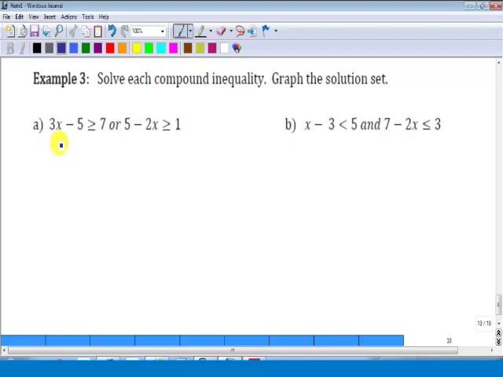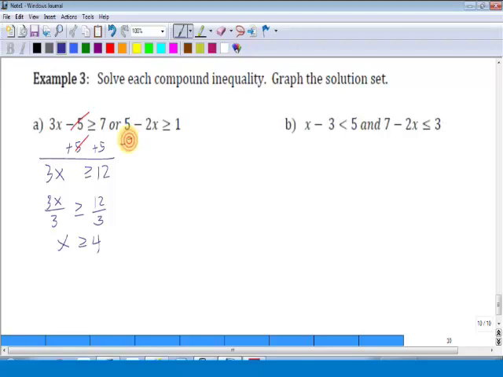3x minus 5 is greater than or equal to 7. Let's add 5 to isolate the x term on the left-hand side. 3x is greater than or equal to 12. And then we divide both sides by positive 3. No need to reverse the inequality symbol yet. So x is greater than or equal to 4. That's one possibility. We'll write an interval notation for that in a little bit.